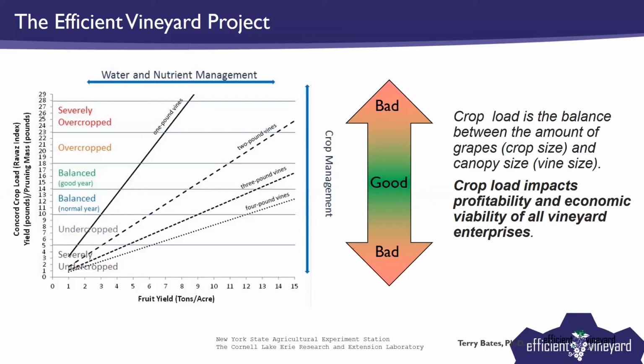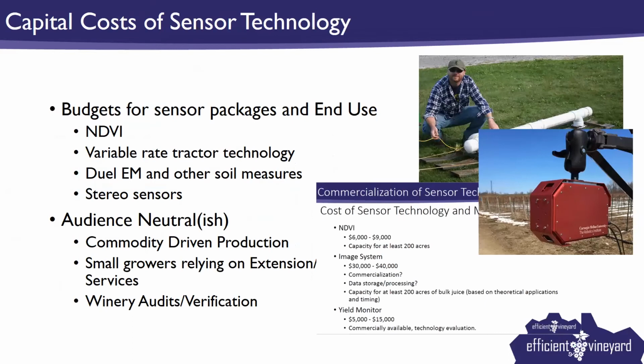So we know that hanging too much fruit on a small vine is bad. We know that hanging too little fruit on a large vine is also bad. So part of our project is determining how to influence those things to optimize your profitability and economic viability of all your vineyard enterprises. So with that, I'm going to hand it off to Kevin, who's going to talk a little bit more about the economics.